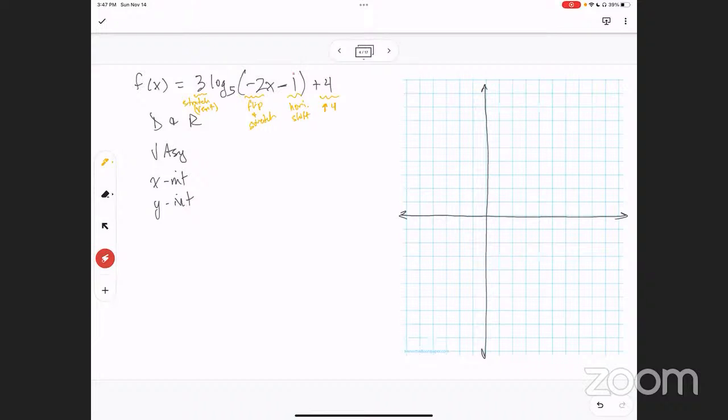The best way to think about that is to set this whole thing equal to 0 and solve it. So the solution would be x equals -1/2, which means I'm going left 1/2. So ultimately, it's going to be moving left 1/2, but it's also moving up 4 and it's also stretching.